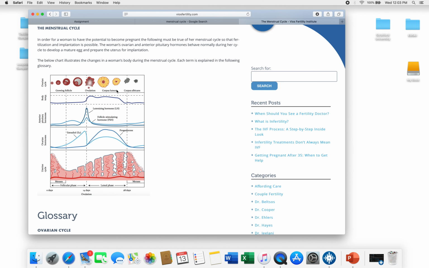So the important part of the ovarian part, the first part is what? The follicle is growing. Then ovulation around day 14. And then after that, all the rest of the other parts get recycled.